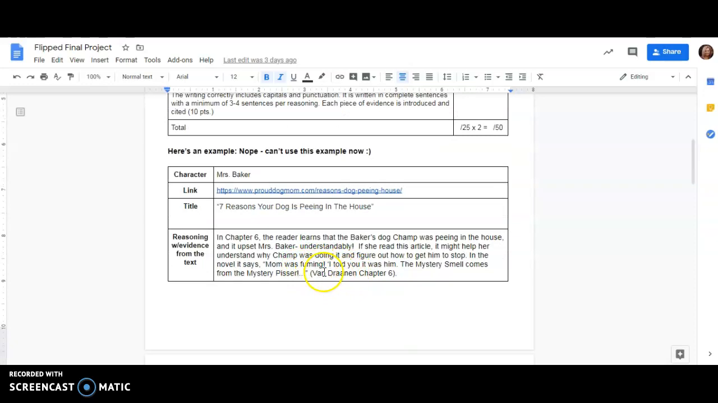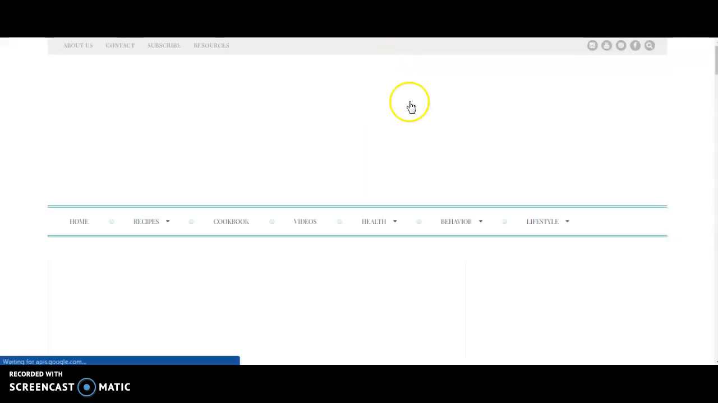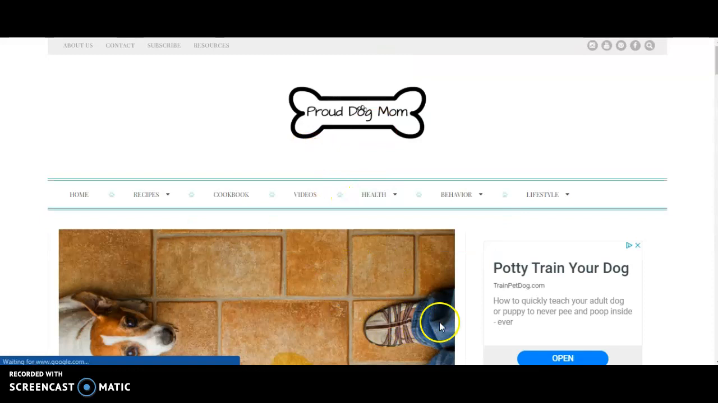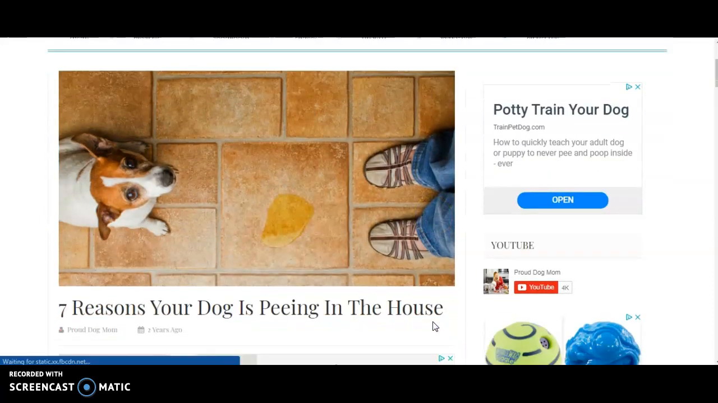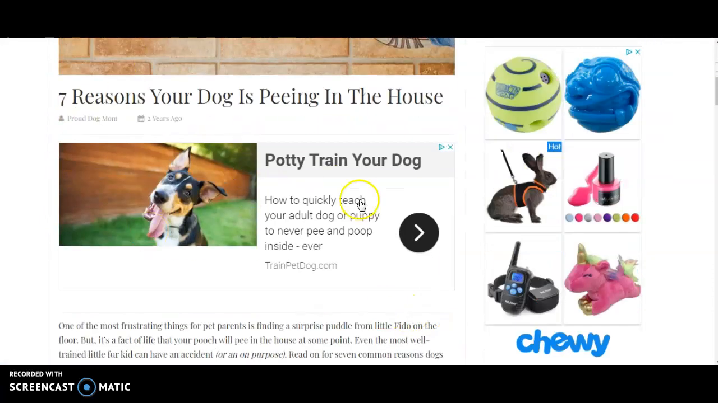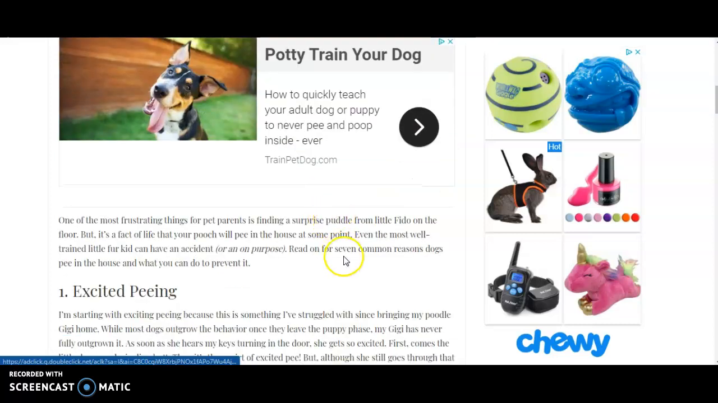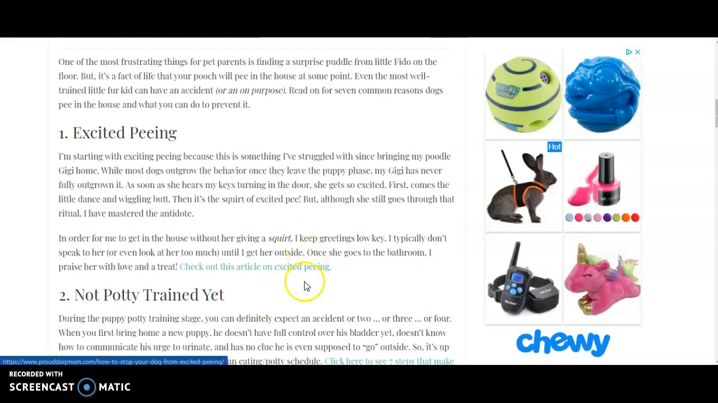Okay, so because I know that they were having some issues with the dog peeing in the house, I decided to try to find an article on the internet machine that talked about why dogs might actually be peeing in the house. So I actually found this one right here. I'm going to go to it. All right. So this actually talks about potty training your dog, but this particular article, I chose this one because it talks about like the different type of peeing.